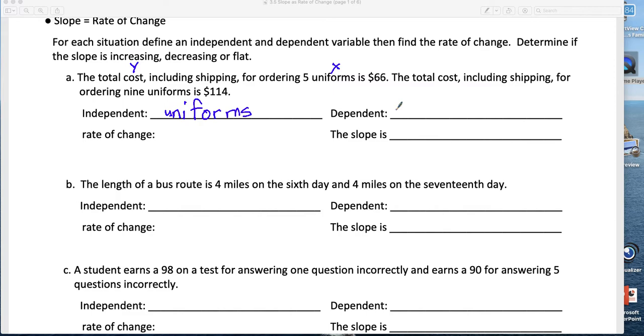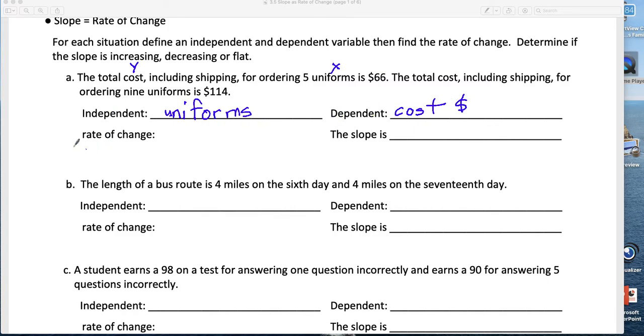And this is going to be shipping costs. And since we already know that we're dealing with dollars, we're going to make sure we attach units to this. Sometimes the costs don't say what they're in, but in this case it says the cost is in dollars. So I'm going to put a dollar sign so that I know that that's the units for my dependent variable.